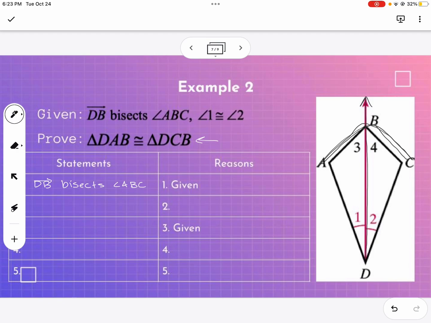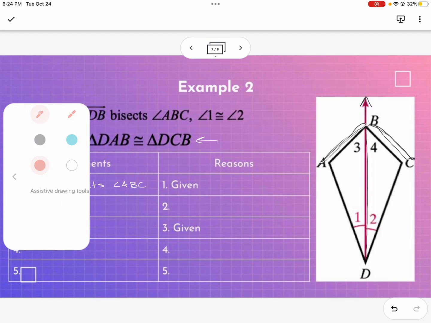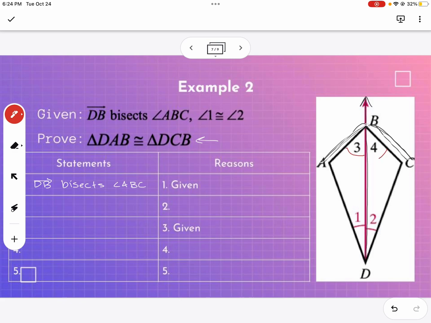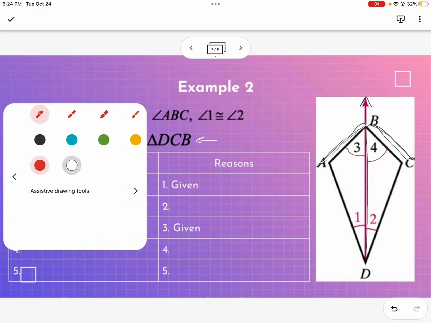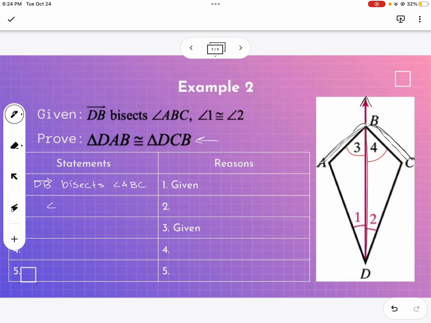So if Ray DB bisects this angle ABC over here, well, that's telling me that these two halves must be congruent. So we can say that angle 3 is congruent to angle 4. Why? That's our definition of an angle bisector. All right, our third statement. Since our reason is given, we're just writing down our other given. Angle 1 is congruent to angle 2.